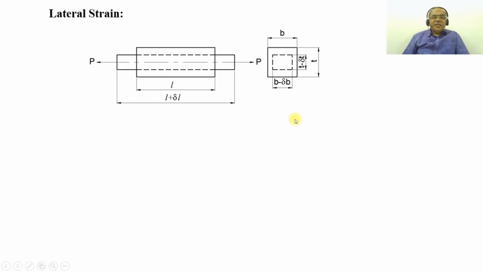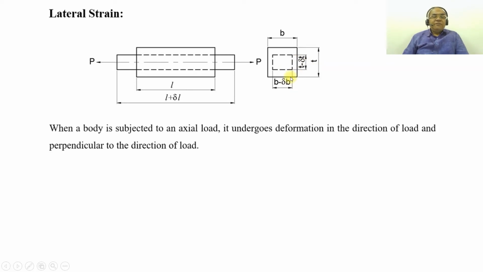Now, considering the lateral strain, we have the same sketch. Since there is a deformation along the length of the member, that is an increase in length, naturally the width and thickness, or the width and depth, will be reduced. When a body is subjected to an axial load, it undergoes deformation in the direction of the load and perpendicular to the direction of the load. In the direction of the load means along the length. Perpendicular to the direction of load means the lateral dimension.